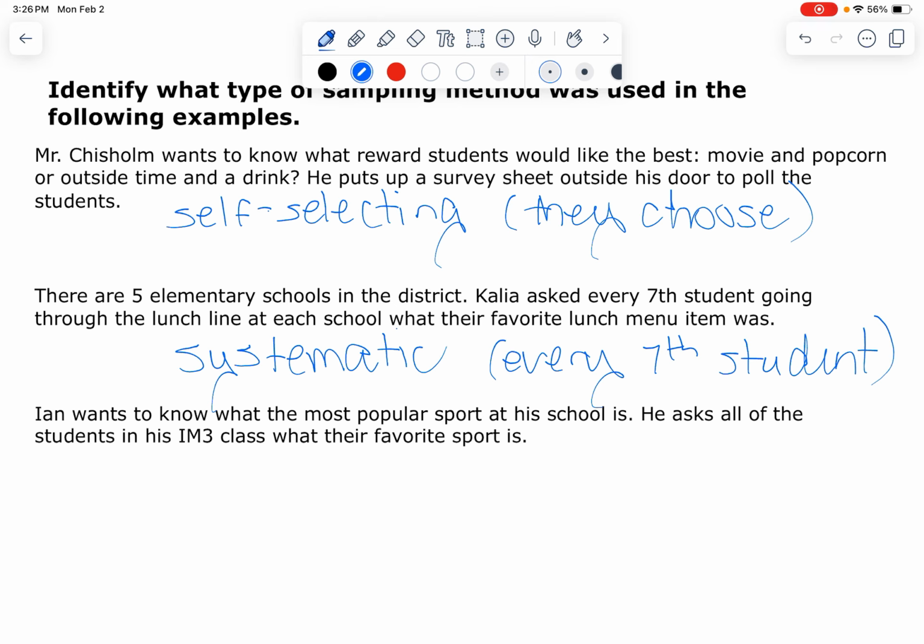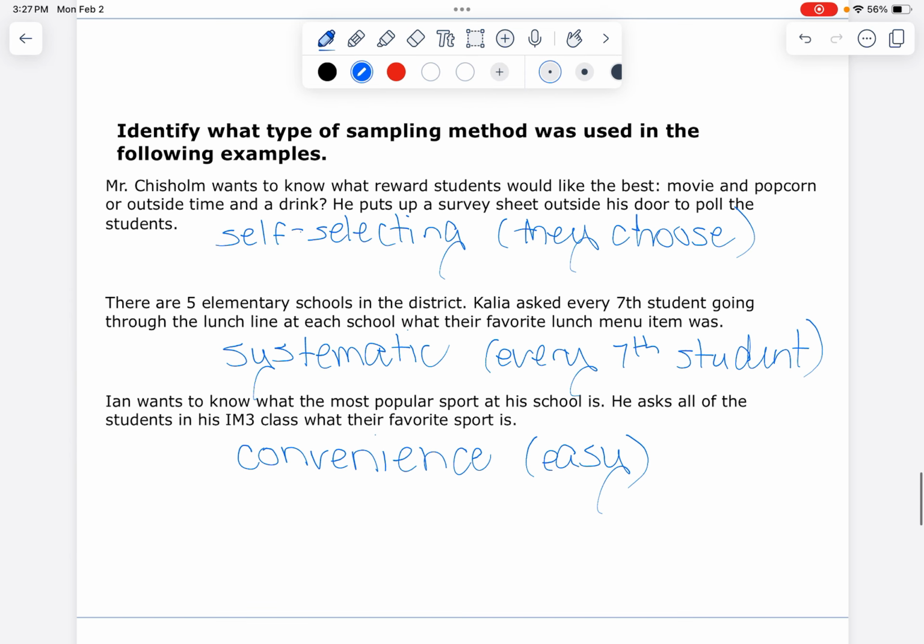Ian wants to know what the most popular sport at his school is. He asks all of the students in his IM3 class what their favorite sport is. Well, for Ian, he only asked the people in his IM3 class because that's convenient. So it's close to where he is. He's in the class. It doesn't make it very hard, right? It makes it really nice and easy, which is awesome in some ways, but it's maybe not the best way to sample. It would be convenience. It's easy.